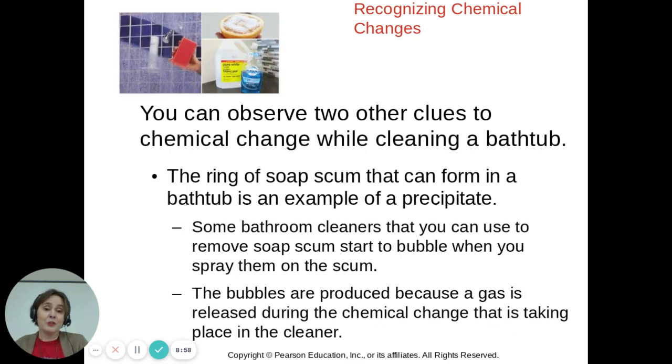Now, some bathroom cleaners that you can use, you spray on there, and they start to bubble when you spray them. Those bubbles are produced because what's in the cleaner is causing a chemical change, and it's producing a gas. And again, production of a gas is one of the hints that you have a chemical change happening.